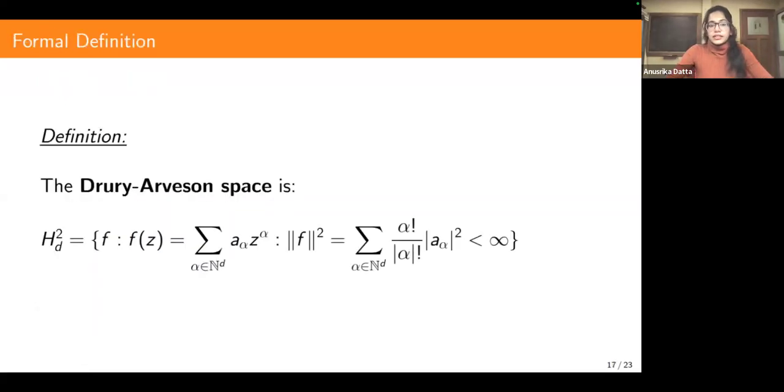Now let's formally define the Drury-Arveson space. What is the Drury-Arveson space? It's the collection of all holomorphic functions which have a power series representation like that, such that the norm of f squared, which is defined by this multinomial formula, is finite. So it's almost like saying the coefficients of f are square summable, but with a weight on them, not exactly like that. That is the formal definition of the Drury-Arveson space.